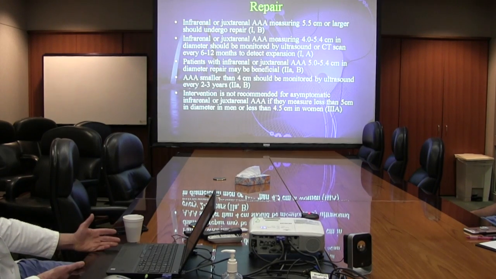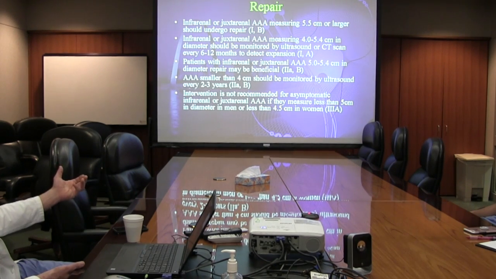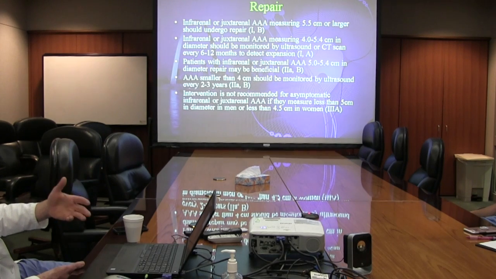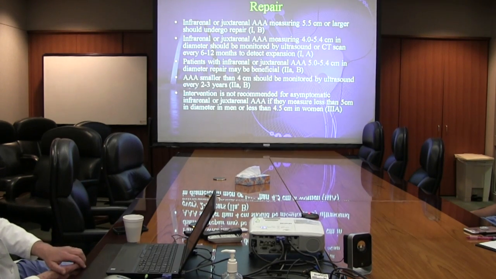So asymptomatic patients, less than 5 centimeters. Really, if you're fixing those, the complication rate of fixing those is worse than the rupture rate, right? So you're doing a disservice to them. You don't fix small aneurysms.